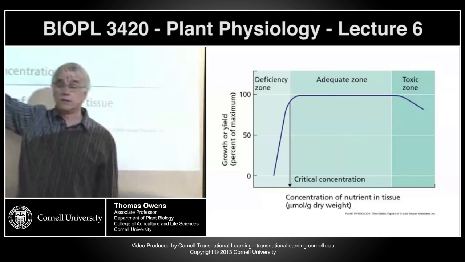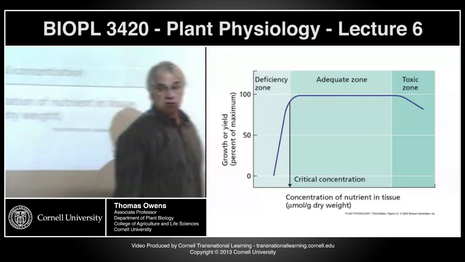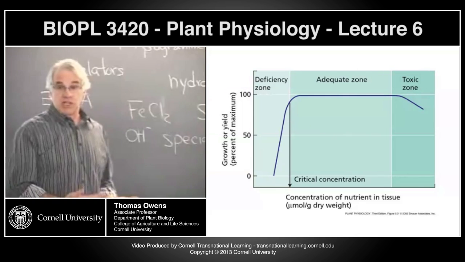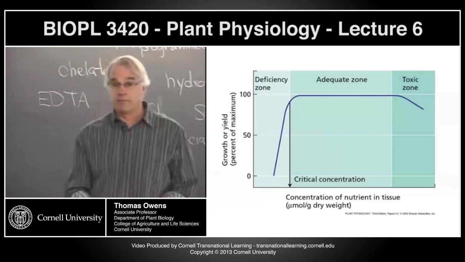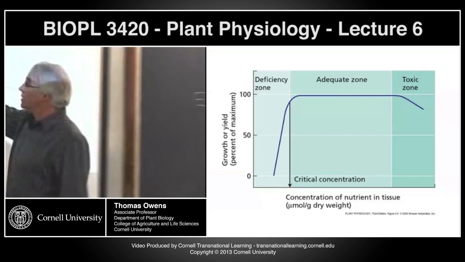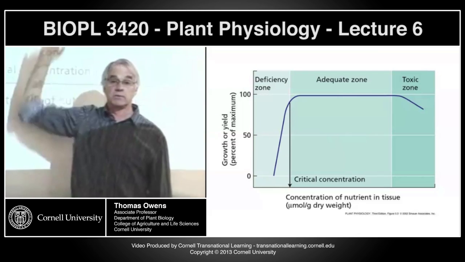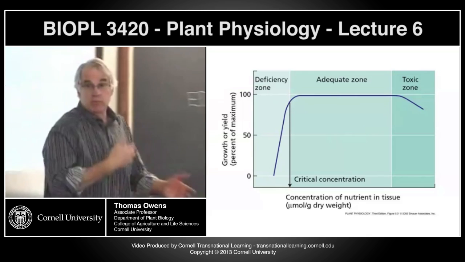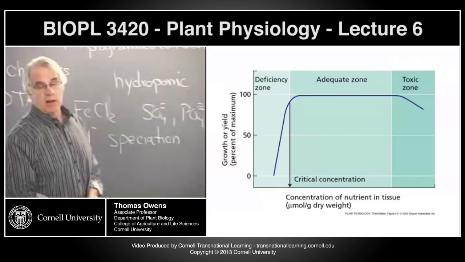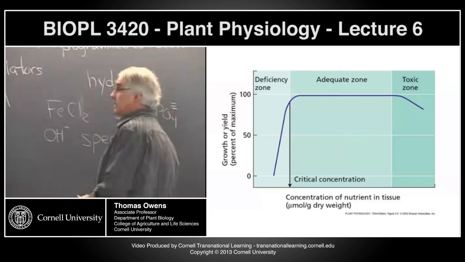If we're in this deficiency zone, then just like the substrate for an enzyme, if the concentration is lower, then the rate of growth is going to be less. Or maybe the production of the harvestable part of the plant that you're interested in is going to be less.